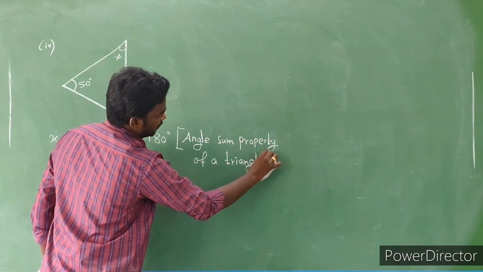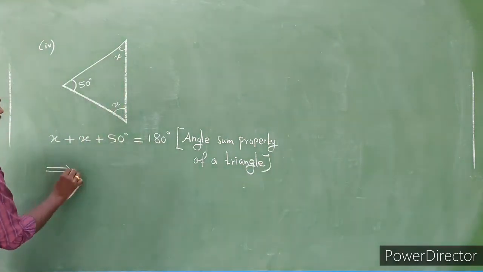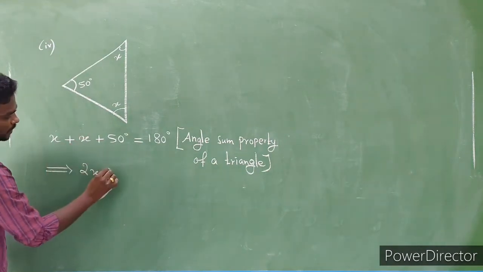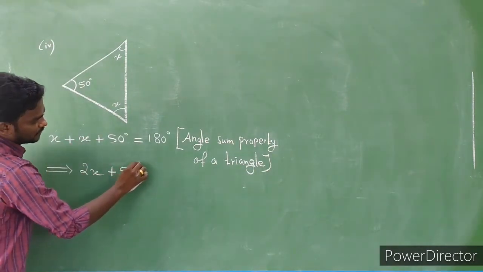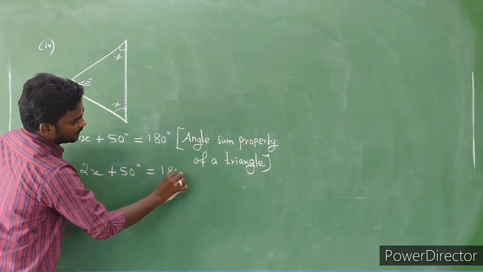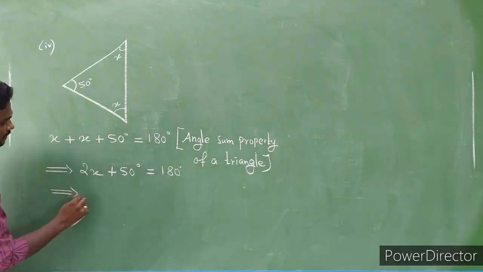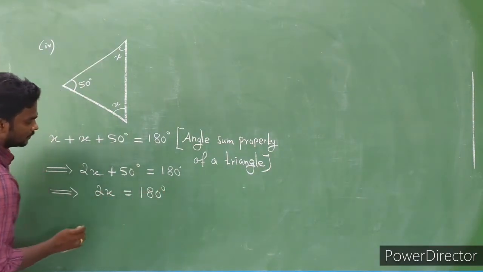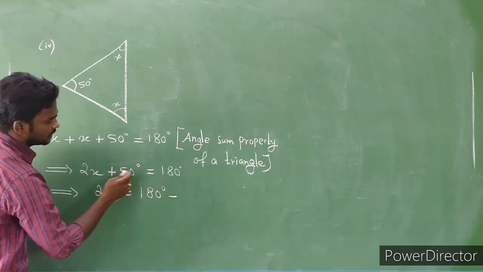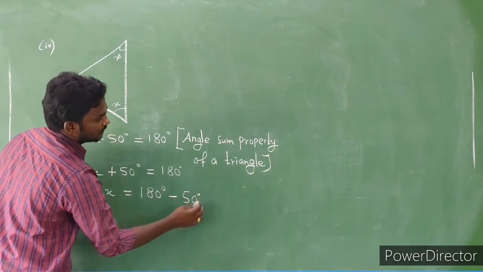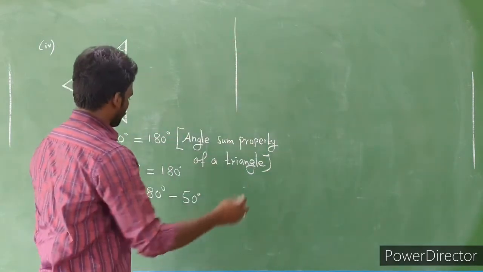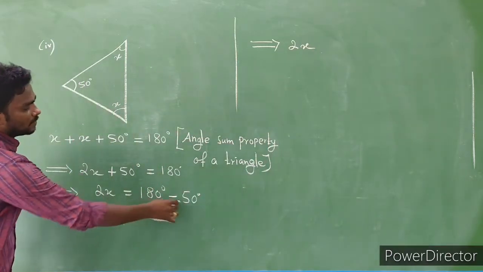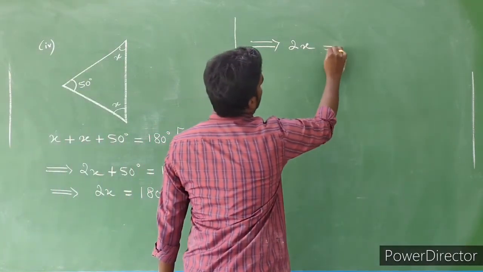So by the angle sum property of a triangle, what is the value of x plus x? That is 2x. x plus x is 2x, plus 50 degrees is equal to the right side value, 180 degrees. Keep the value 2x on the left side and 180 on the right side; the 50 is transposed to minus 50 degrees. So 2x is equal to 180 minus 50, that is 130 degrees.